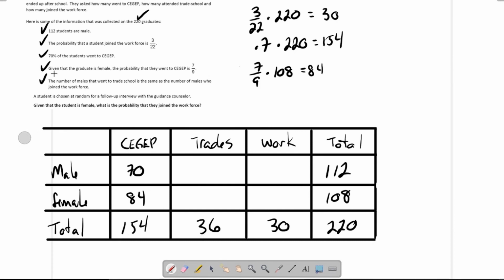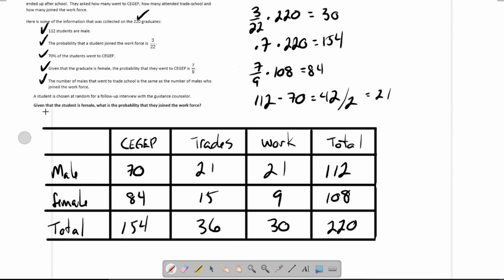Now I use the last piece of information we're given. The number of males that went to trade school is the same as the number of males who joined the workforce. So they're telling us that this number is the same as this number. That helps me because I can take the 112, subtract 70, I get 42, and I'm going to divide that by 2, and I get 21. Once I've got the 21 there and the 21 here, I can subtract 21 from 36, get 15, and 21 from 30, and I get 9. So I've got all the information filled out in the table.